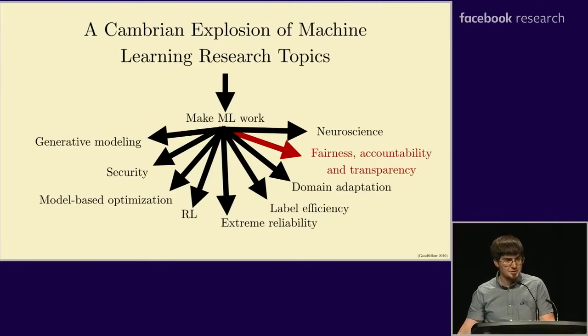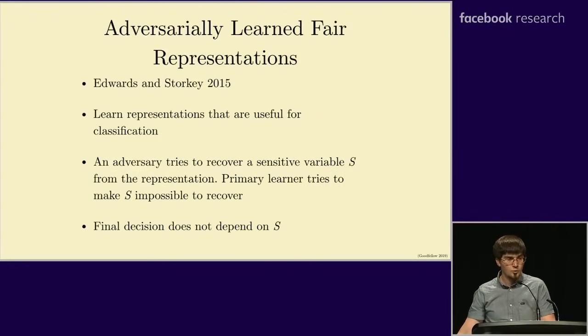It's also important to study fairness, accountability, and transparency. One approach to fairness is if you want to make sure your model ignores a certain variable, you can use a technique similar to domain adversarial learning, where instead of trying to make it impossible to recover the domain from the features, you make it impossible to recover a sensitive variable from the features.